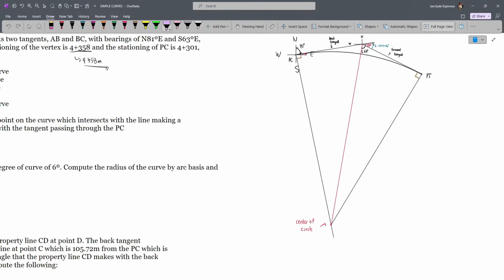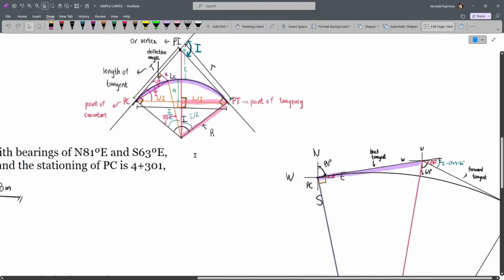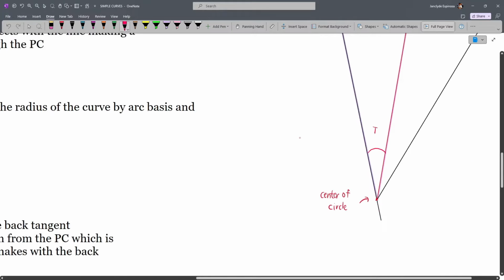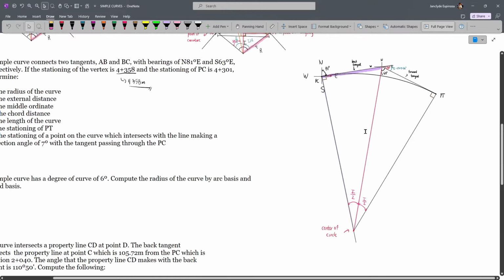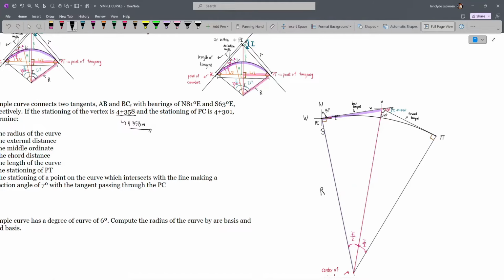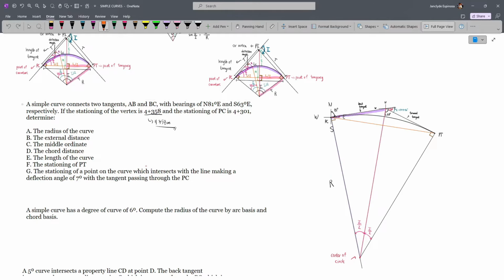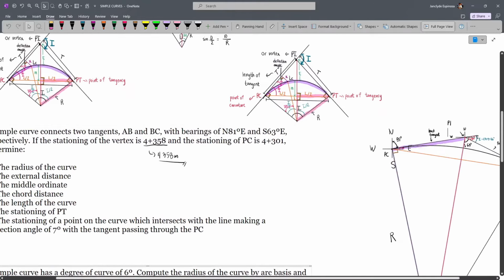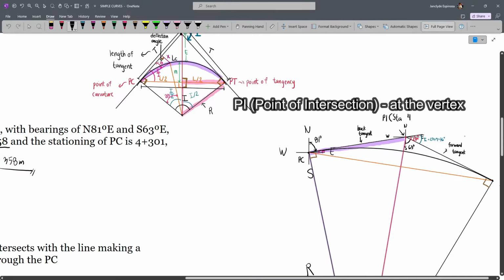And so that means that this is a right triangle. Yan. Ito nakakulay purple. And so diba, dito sa properties natin, if this is I, then this angle is I over 2. And so this is I over 2, and also this one. And so considering this triangle, we can solve the radius. Again, this is our radius, this is our tangent distance, and then if we'll connect a line from PC patungo sa PT, that will be our chord distance. Now dito, we are given the stationing of the vertex, which is essentially the point of intersection. So itong point na to, this is at station 4 plus 358.